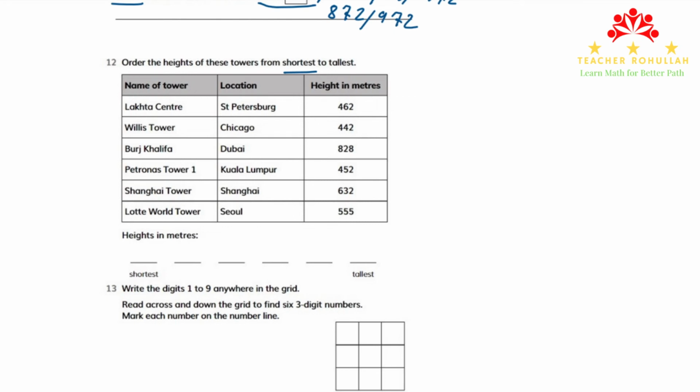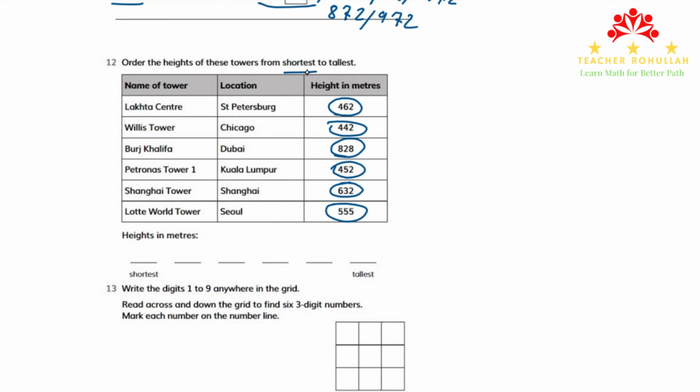So we have to find the highest tower. The highest tower is 828. And the second highest tower is 632. It is all in meters. And the third one is 555. The fourth one is 462. And the fifth one is 452. The shortest tower is 442.